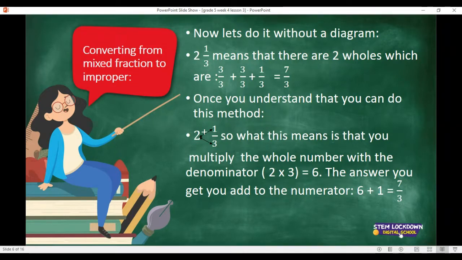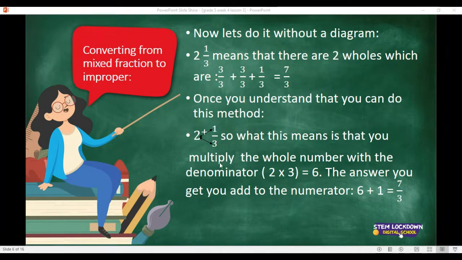But with this one, you must not forget what you multiply and what you add. So the second method, this is the second strategy: you take the whole and multiply by the denominator. The answer that you get, you add to the numerator. I'll repeat. You take the whole, and our whole is 2. You multiply with the denominator, and the denominator is 3. So you say 2 multiplied by 3, and you get 6. Then you say 6 plus 1, which is the numerator, and you get 7. You're going to get 7 over 3.